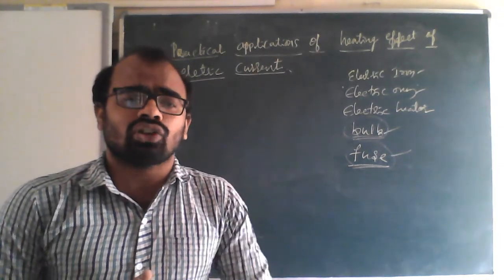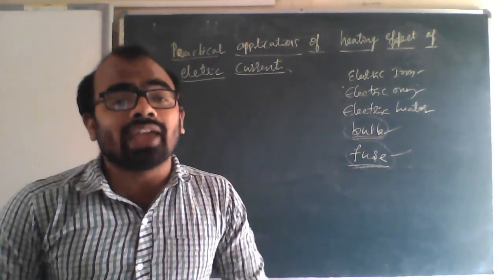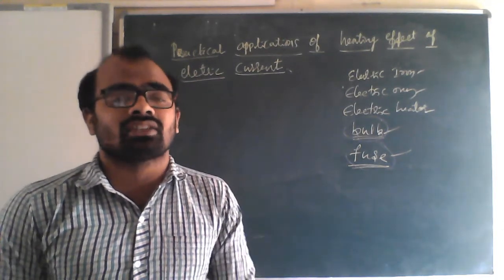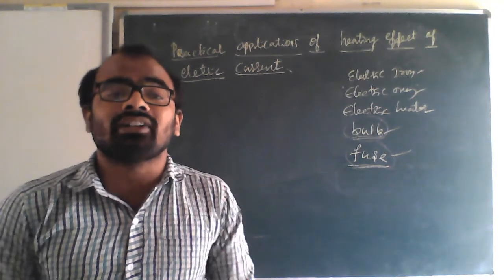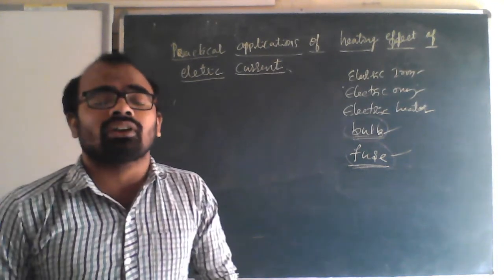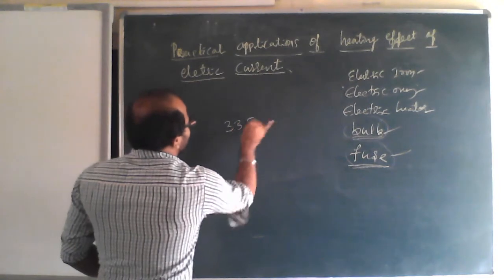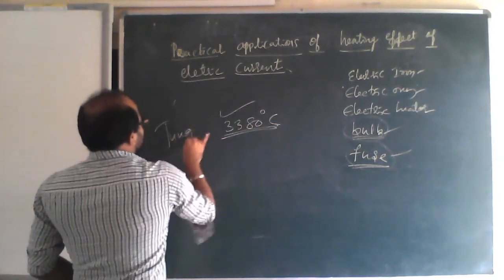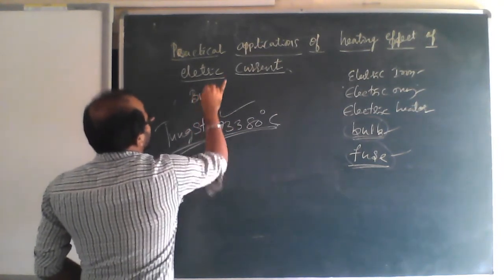But a lot of heat energy is coming, so the tungsten material should have a high melting point. If it had a low melting point, as more heat energy comes and the temperature increases, the material would melt. That is why tungsten is used, which has a very high melting point of about 3380 degrees Celsius. You have to remember this. In the bulb, tungsten material is used. So, the electric bulb.